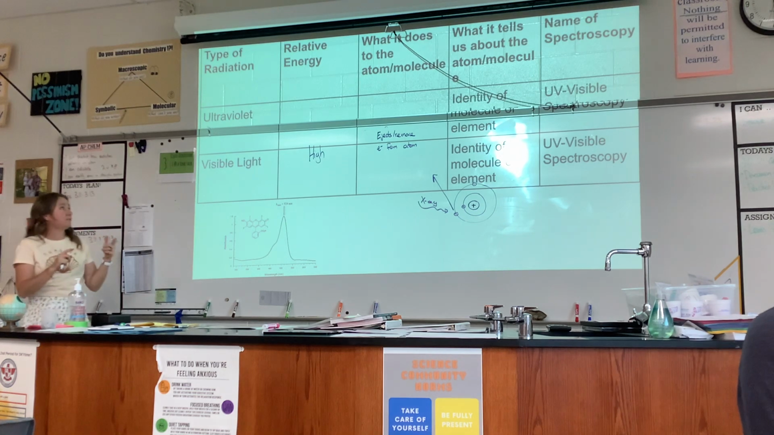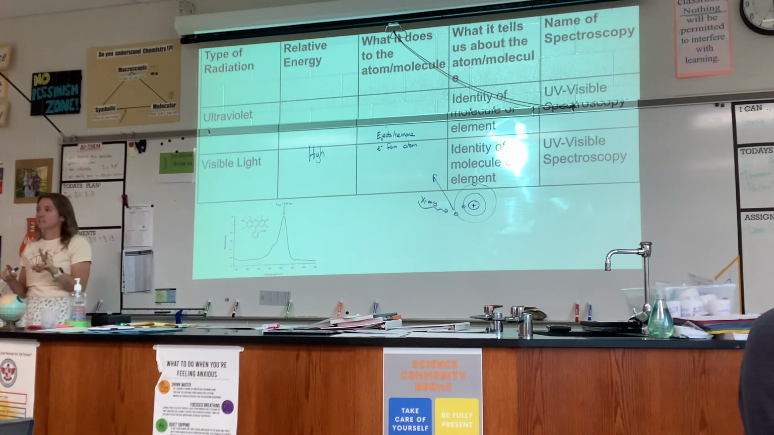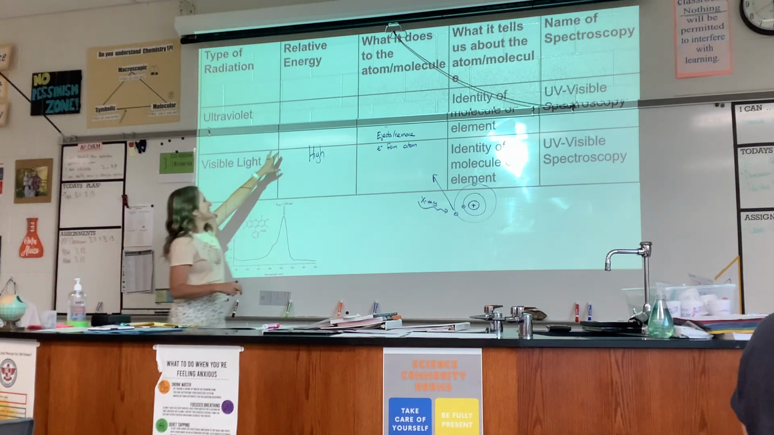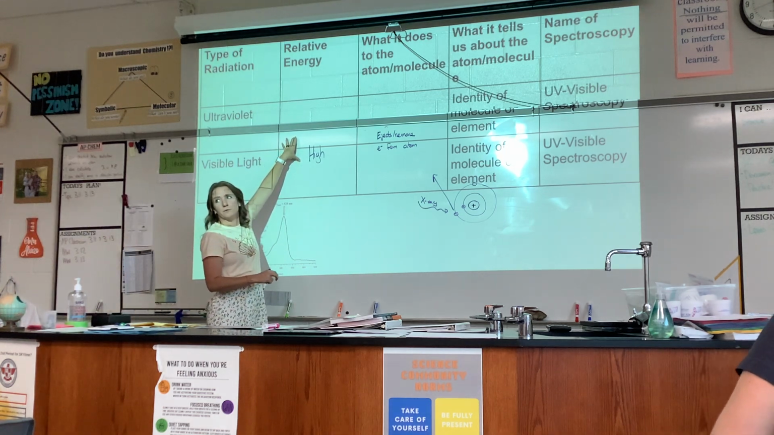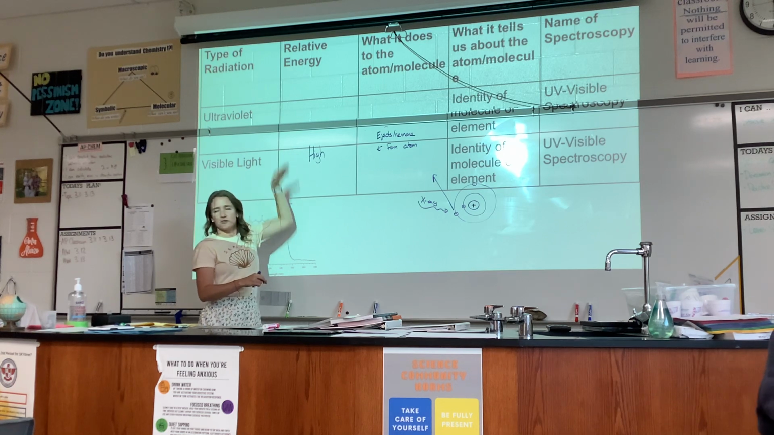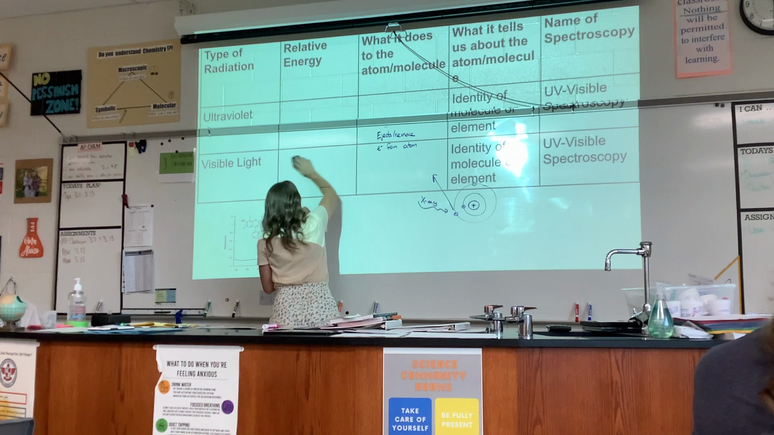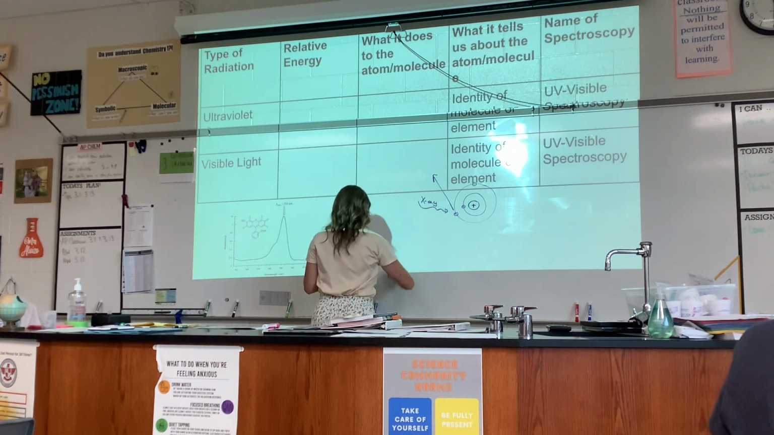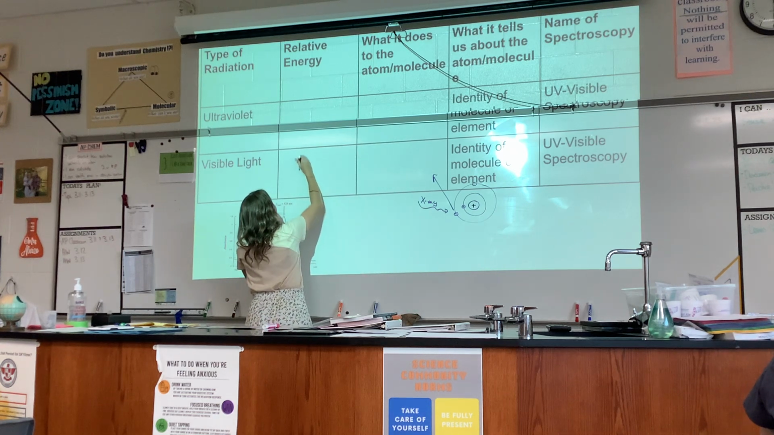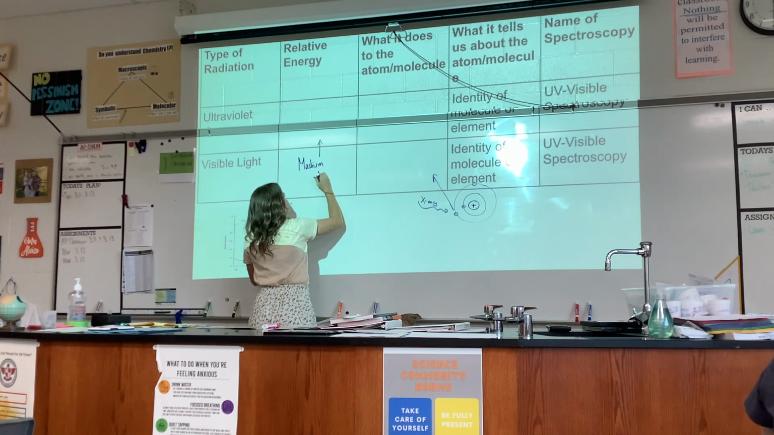So this one is UV and visible light spectroscopy. They're kind of connected. I should have just merged these boxes because they're going to be the same answer for both. So I'm just going to write in one, but you can draw an arrow. Now our energy is more on the medium side of things. Not as high as X-ray, but higher than others. So we're going to classify these as medium energy.